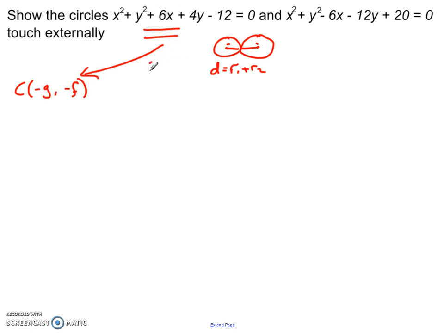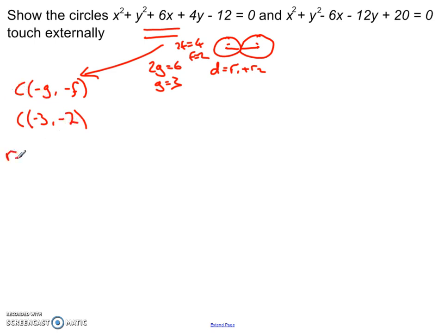The 6 here is equal to 2g, so my g is equal to 3, which means that for my centre C, I've got negative 3 in the x, and the 2f was equal to 4, so f is equal to 2, so my negative f there is equal to negative 2. So there's my centre of my first circle.